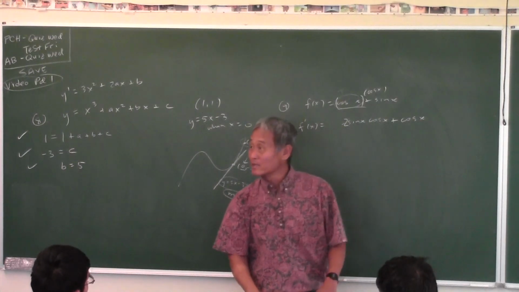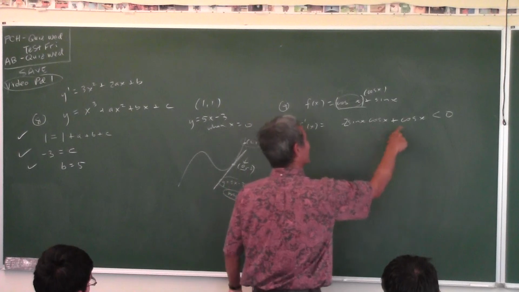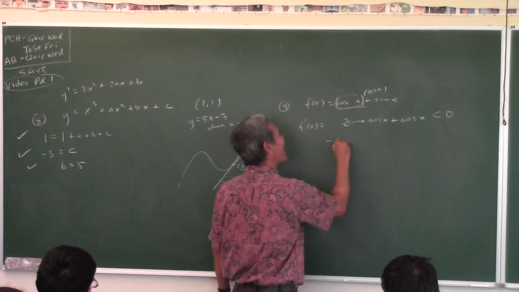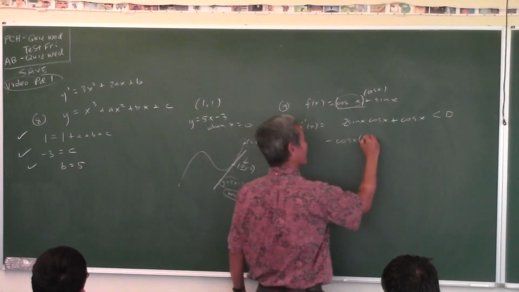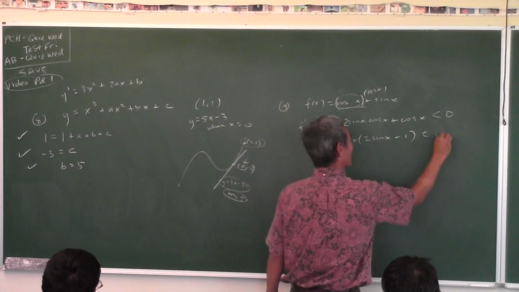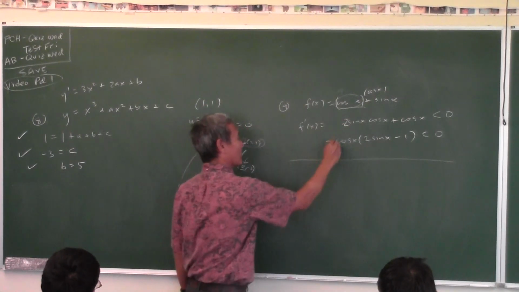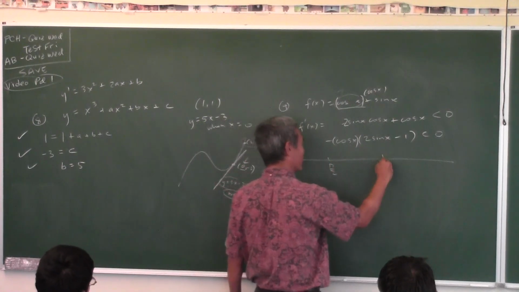I need to know when this is less than 0. So, I need to factor this thing. So what can be factored out? Factor out a negative cosine x, so the first term is positive. So what's left? 2 sine x minus 1. There you go. So, you make your number line. What makes that thing 0? Pi over 2, 3 pi over 2.